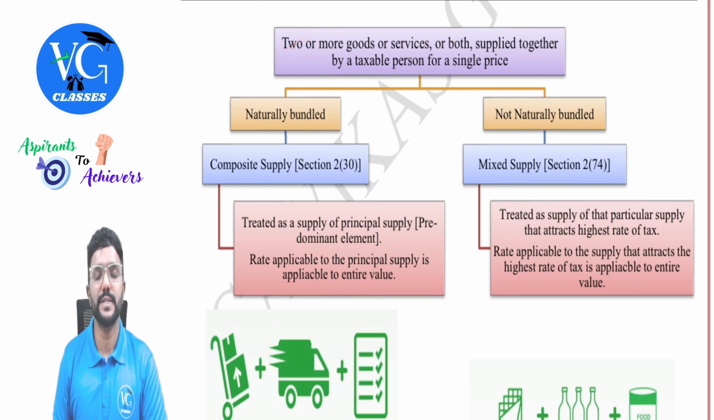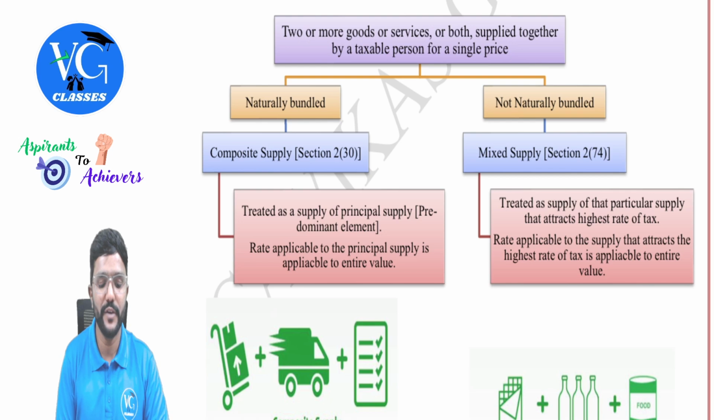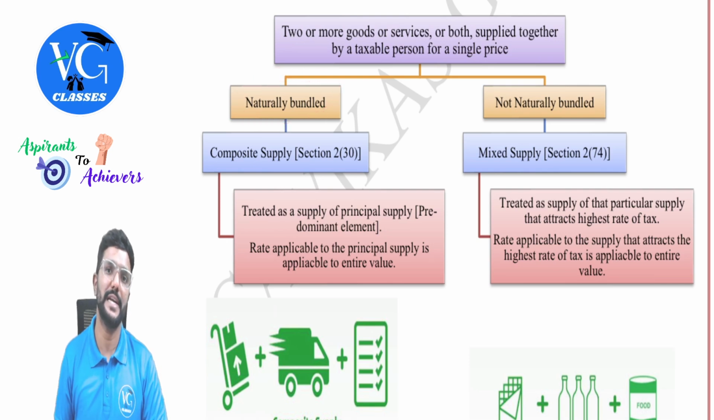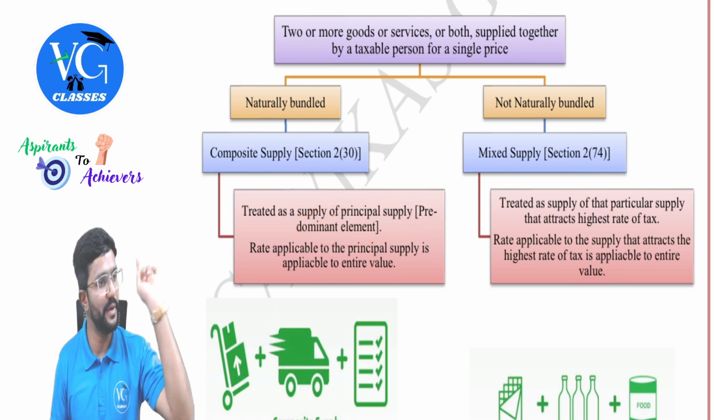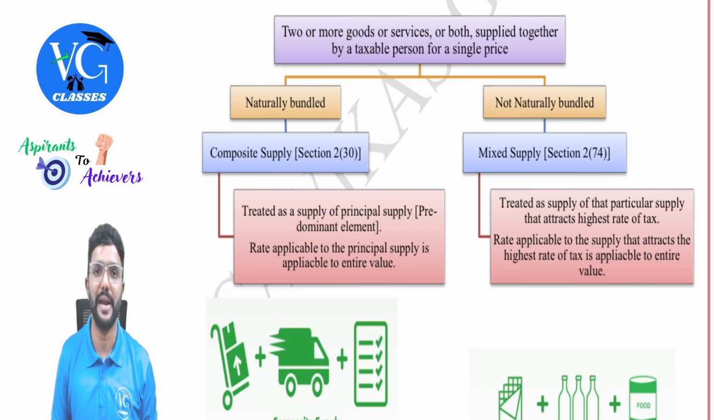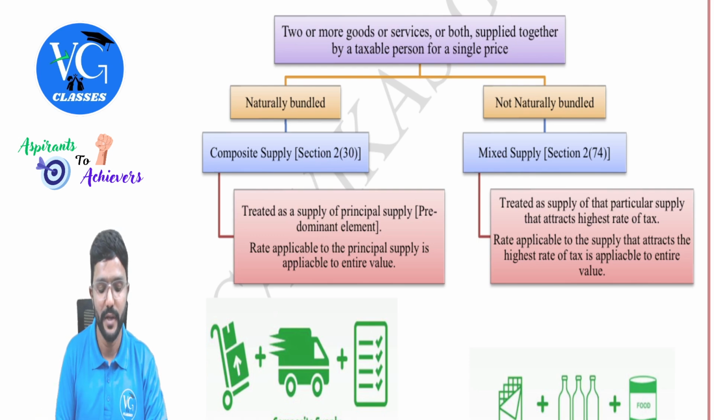When two or more goods or services are supplied together by a taxable person for a single price, if it is naturally bundled, then it is called a composite supply as per section 2 clause 30. So one checkpoint which is very important is naturally bundled, guys. Got it? Yes. In that case, it will be treated as a supply of the principal supply, which has the predominant element. Predominant element means because of this, other things are getting supplied. Those other things we call ancillary supply, guys. The rate applicable to the principal supply is applicable to the entire value.